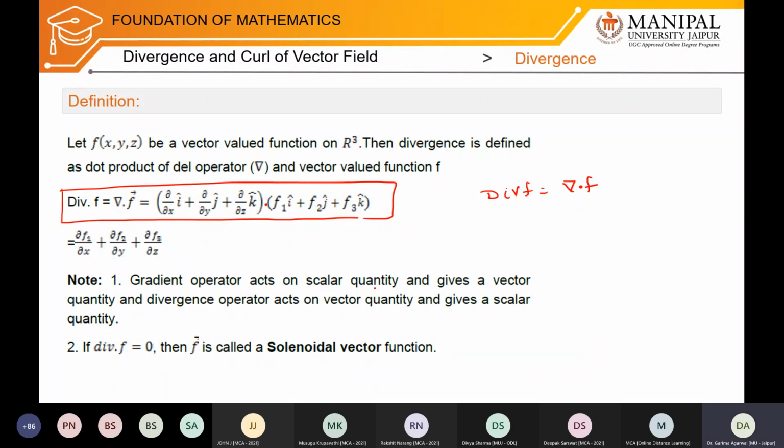Gradient operator acts on a scalar quantity and gives a vector quantity, and divergence acts on a vector quantity but gives a scalar quantity. Once we find this dot product, we get this scalar. Here no i cap, j cap, k cap exist. So divergence acts on a vector but gives a scalar quantity. If divergence of any vector is 0, then we can say it is a solenoidal vector.